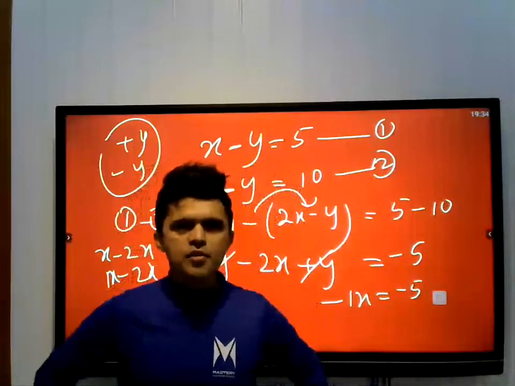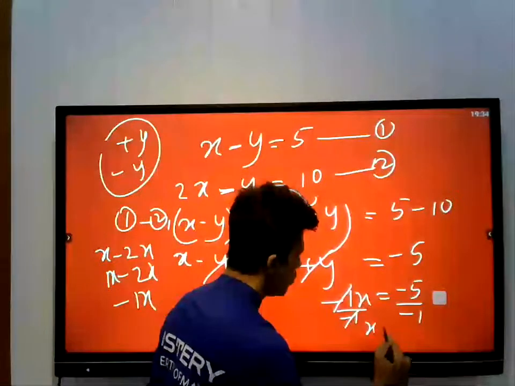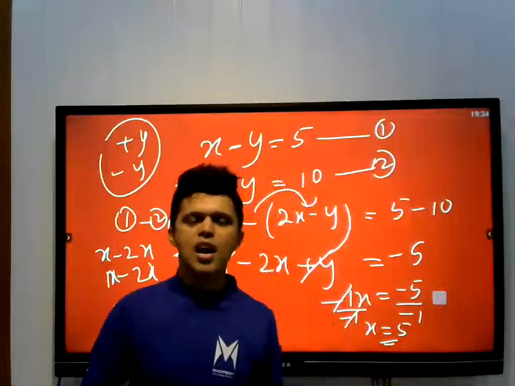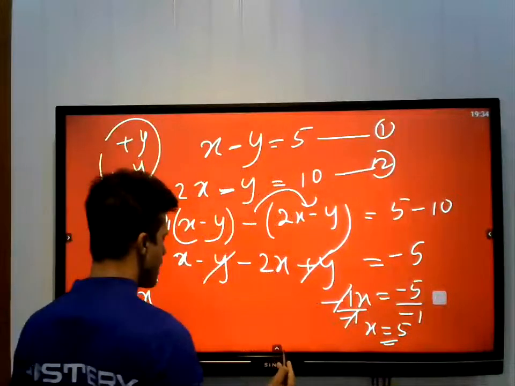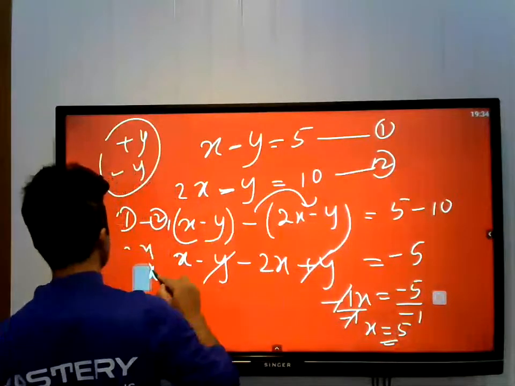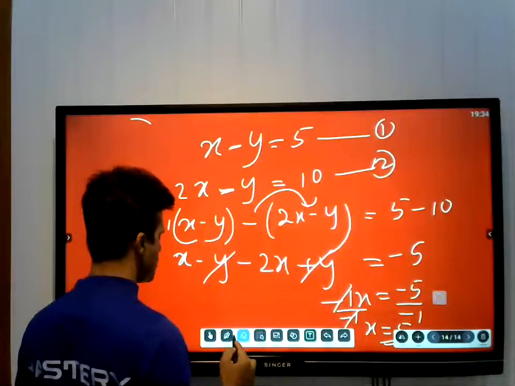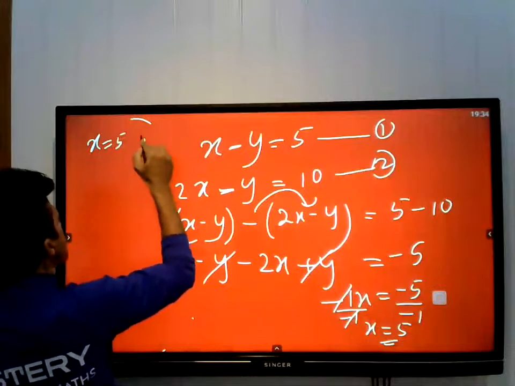How can I simplify it now? Divide both sides by minus 1, so minus over minus is plus. I am going to get the value of x as 5. Okay, this value of x you would substitute in the first equation or the second equation. That's up to you. x equals 5.